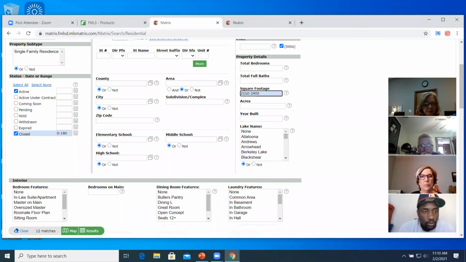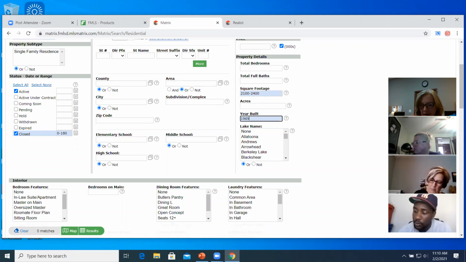Okay, we also know that it was built in, what was it? I lost it, hang on. 1974. So I go down here to the year built, and I go 5 years before and 5 years after. So that would be 1969 to 1979.